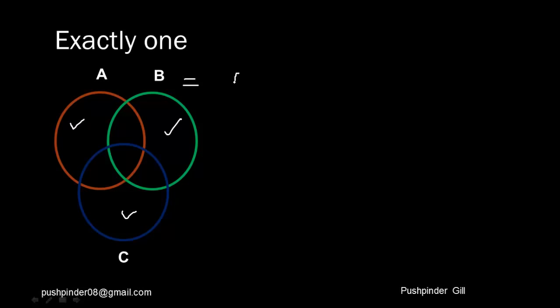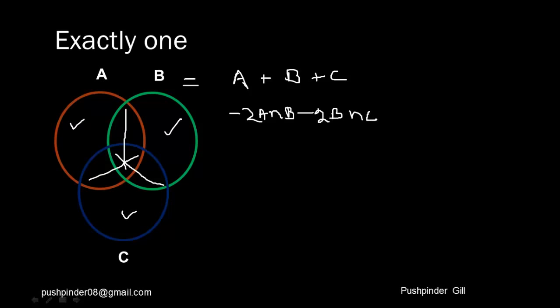So what I do is I add A, I add B, I add C, right? So I've added A, I've added B, I've added C. So this area has been added twice, this area has been added twice and this area has been added twice, but I don't need it even once. So what I do is I'll remove them 2 times, right? So I have removed them 2 times, right?